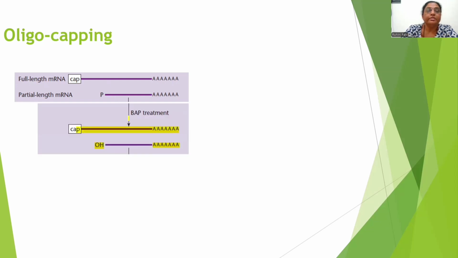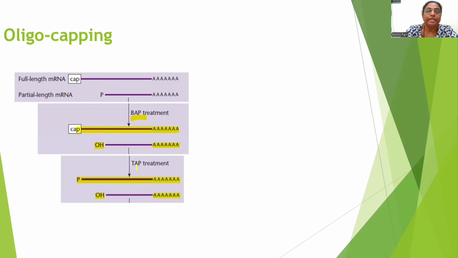Now first there is a treatment with BAP, bacterial alkaline phosphatase. A phosphatase means it is able to remove the phosphate group. So there is a removal of the phosphate group from the partial length mRNA. The cap is retained. Next there is use of TAP, and this TAP is going to remove the cap from the mRNA. Who consists of the cap? The full length mRNA. So when there is a treatment with TAP, there is a removal of the cap.